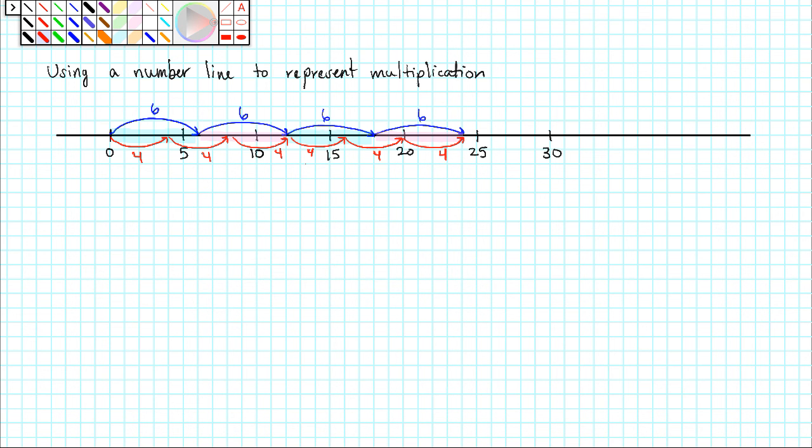So one thing that is unfortunate about the number line is it doesn't show you why, like the grid does. It doesn't show you why 6 groups of 4 is the same as 4 groups of 6. But being able to represent multiplication on a number line is still a good skill for other purposes, just generally getting a handle on the meaning of multiplication.